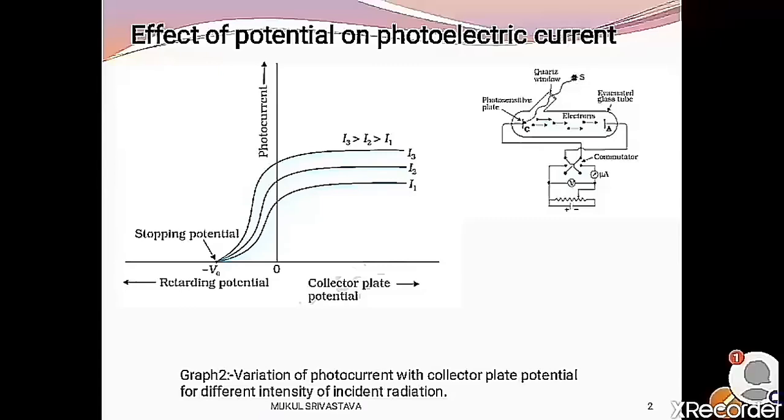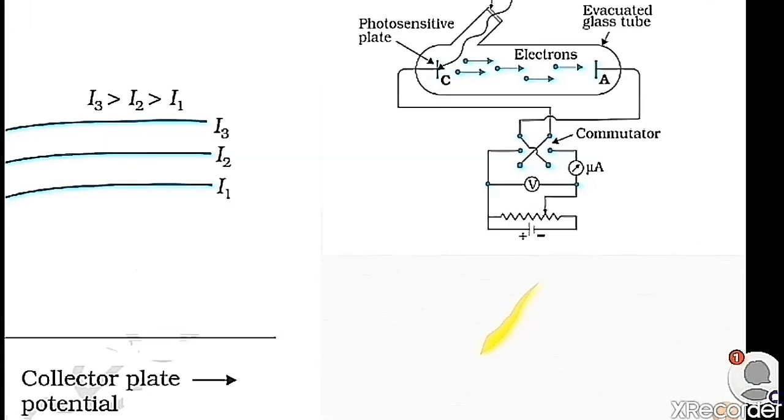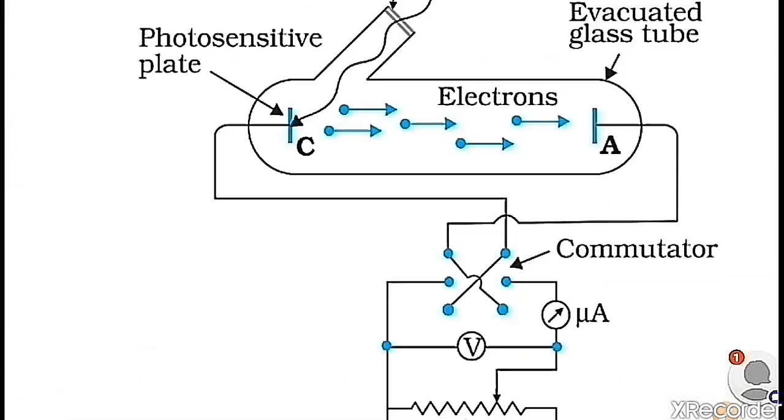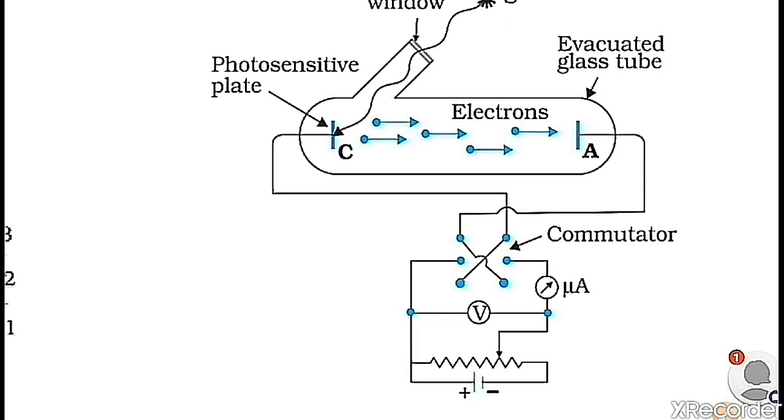Now we are going to discuss the effect of potential on photoelectric current. According to this experiment, when plate A is at some positive potential with respect to plate C, and you vary the positive potential of plate A while simultaneously measuring the photoelectric current each time, you find that the photoelectric current increases with the increase in positive potential of A.